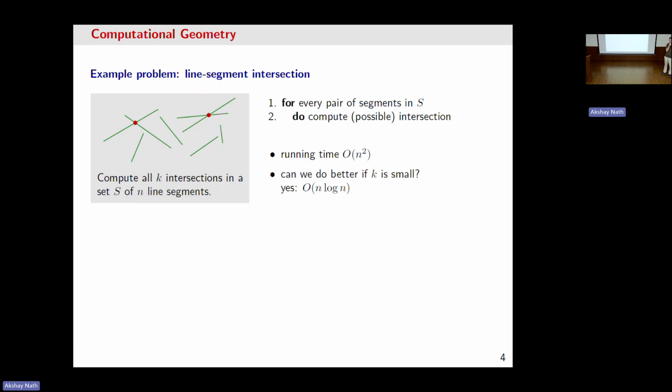You mean by k intersections? So k is simply the parameter that is telling me how many of the pairs of segments actually have an intersection. So that can range from 0 to n choose 2.